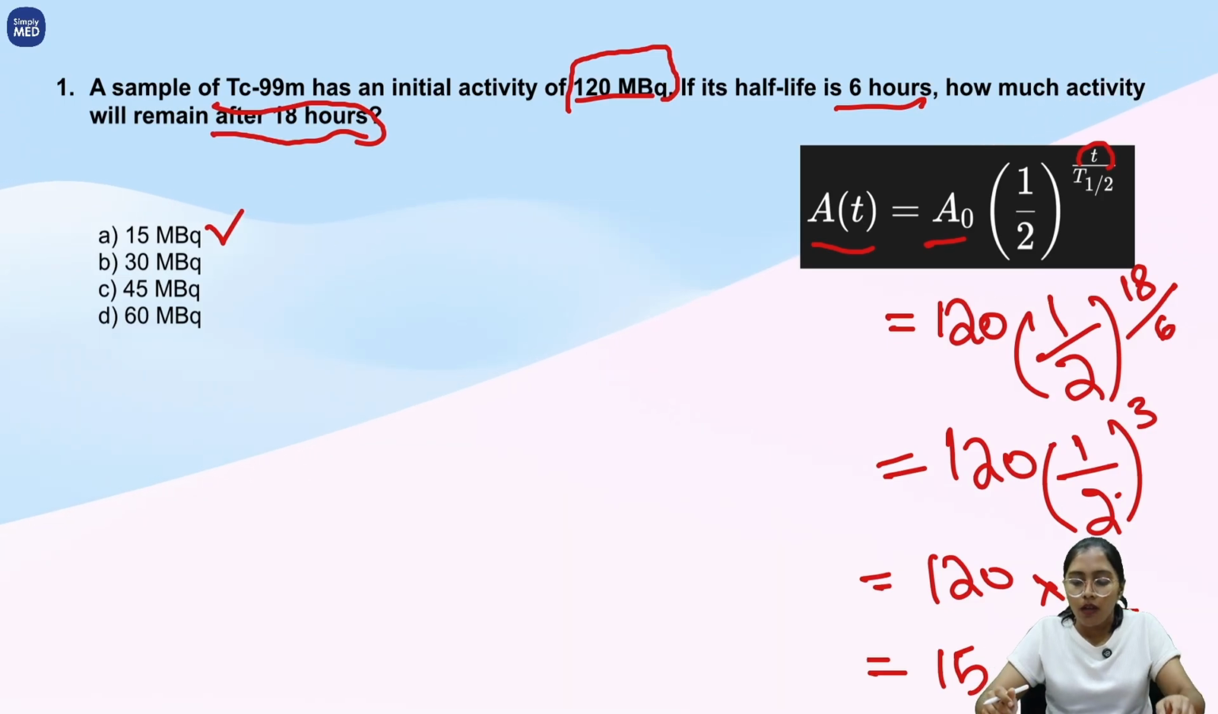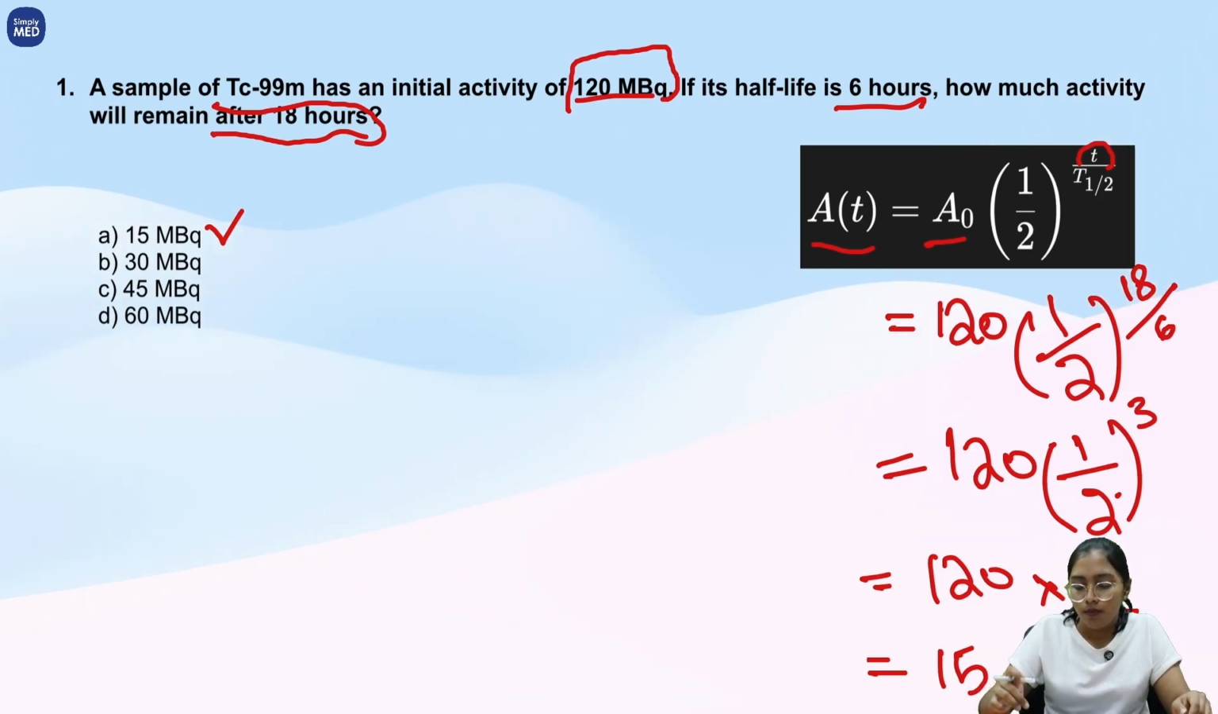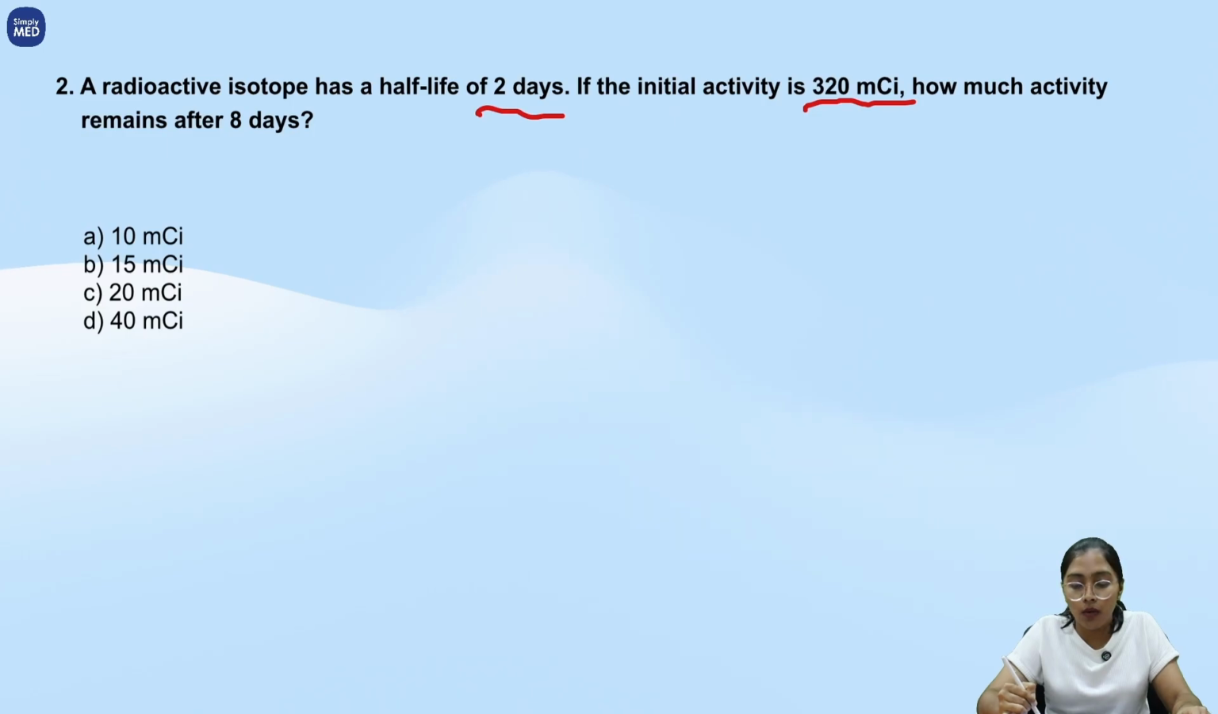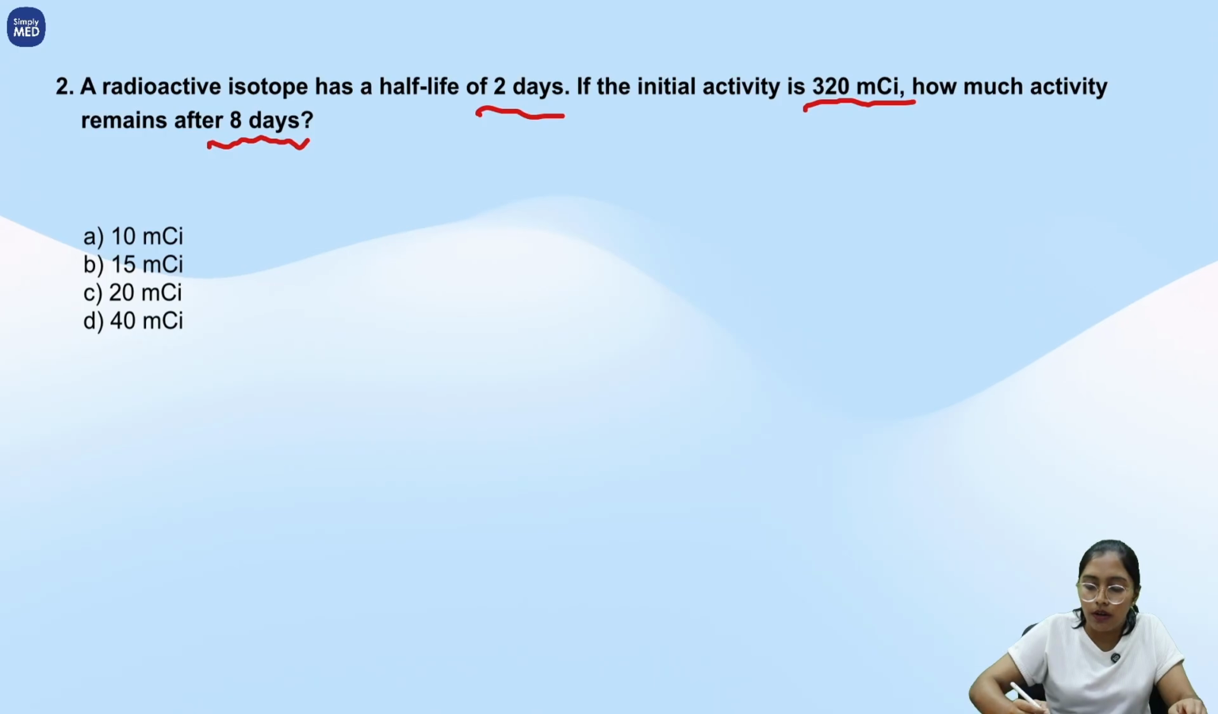Now to make you more thorough with this, let's practice two more. The next question is, a radioactive isotope has a half-life of 2 days. If the initial activity is 320 millicurie, how much activity will remain after 8 days? So initial activity is given, half-life is given, time taken is also given. Now let's put it into our equation.